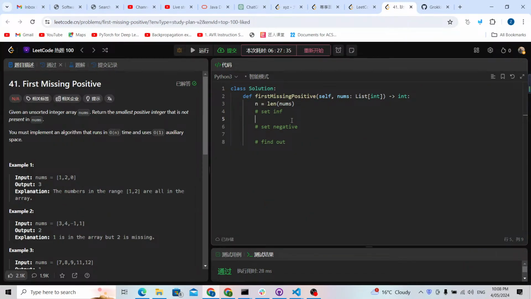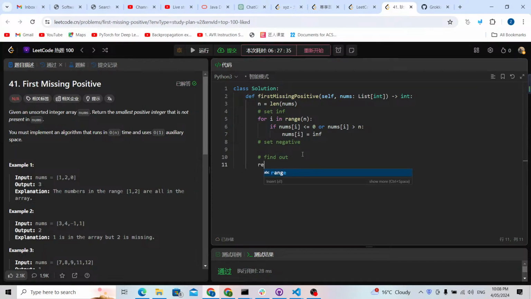Now let's try to solve it. So for i in range n, if nums[i] is less than or equal to 0, or nums[i] is more than n, we're going to set nums[i] to be infinity. So this is the first step. Now let me just return something, and let's check what nums is after the first loop.